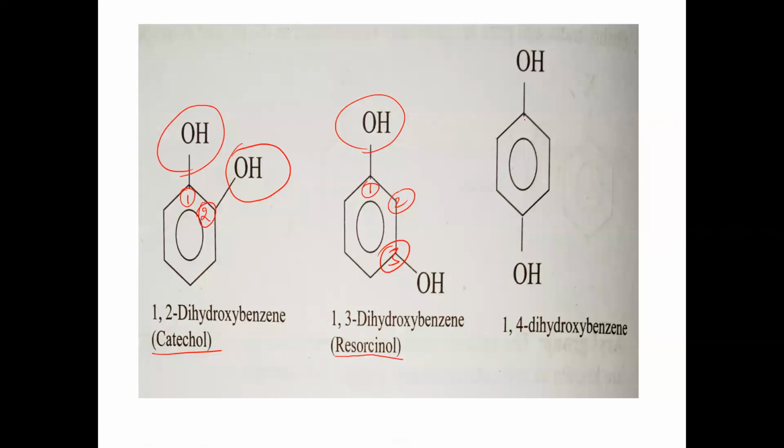And here, the first carbon and the fourth carbon: 1,4-dihydroxybenzene. Like this, we take different hydroxy derivatives of benzene. How many hydroxy groups are there in these? Two hydroxy groups.